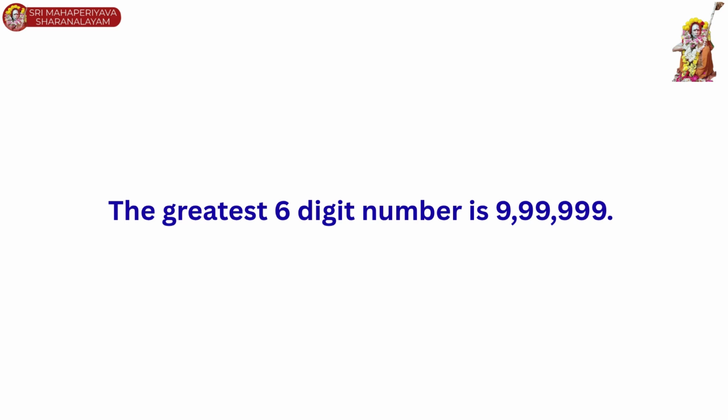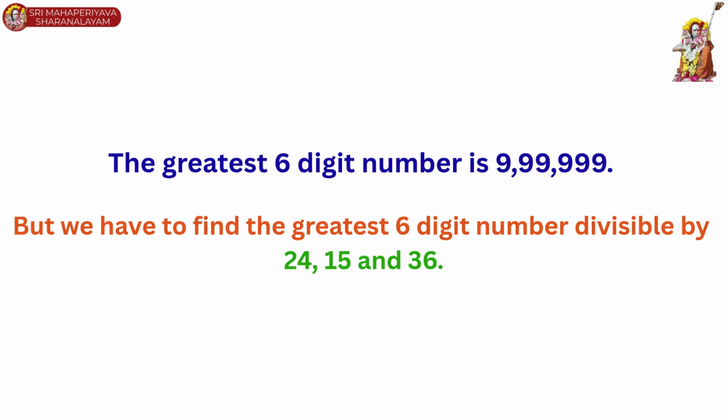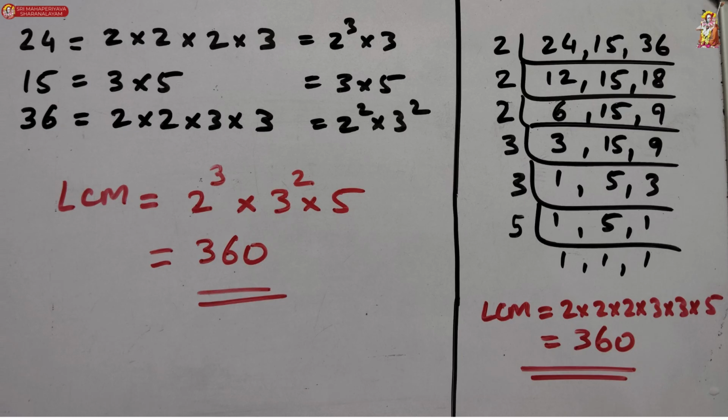Now, the greatest 6-digit number is 9,99,999, right? But we have to find the greatest 6-digit number which is divisible by 24 and 15 and 36. That number must be a multiple of 24 and 15 and 36. So what do we do first? So we have to first find LCM.